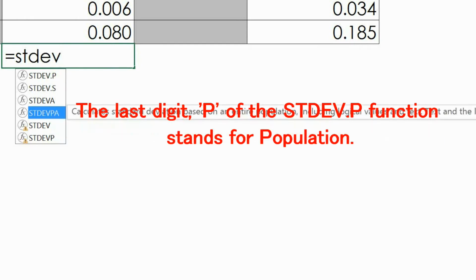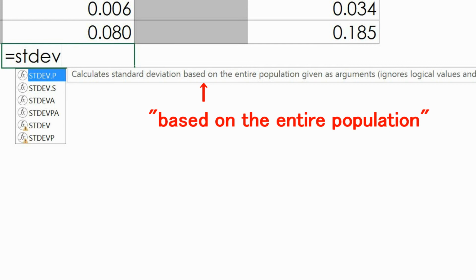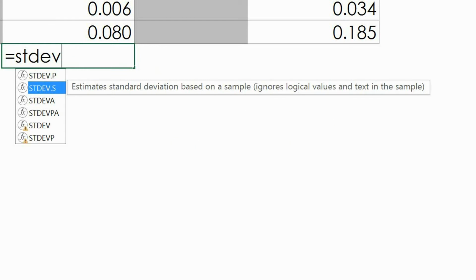The last digit p of the standard deviation point p function stands for population, and here it also says based on the entire population. The other one, the standard deviation point s function, the s stands for sample, and here it says based on a sample. These two differences also make standard deviation difficult. This time we have 5 data each day, but in practice we would make a lot of parts.